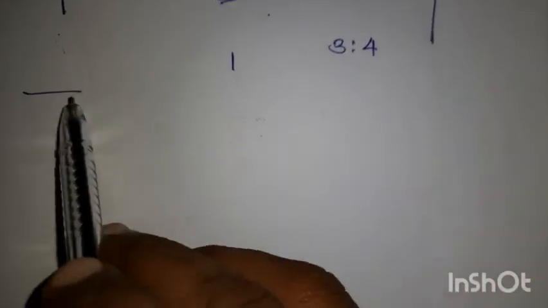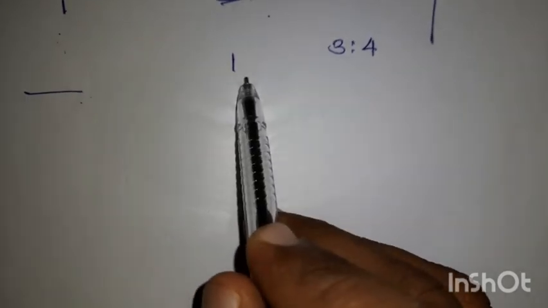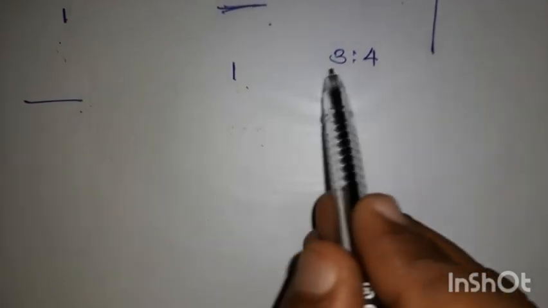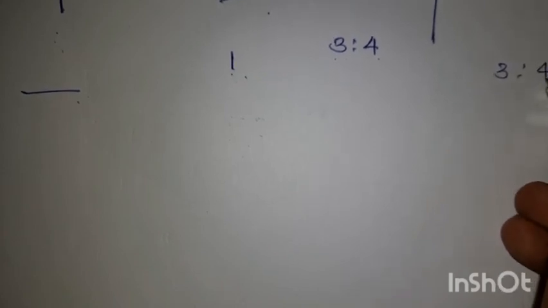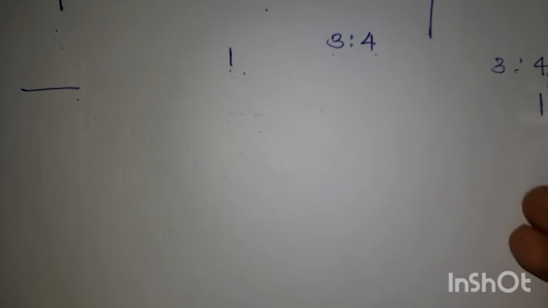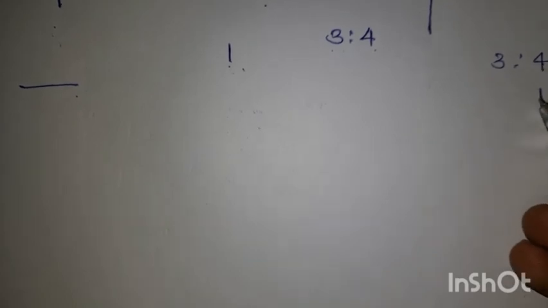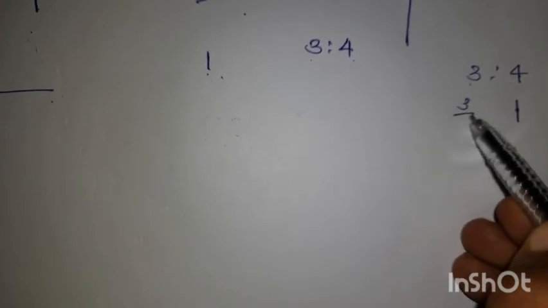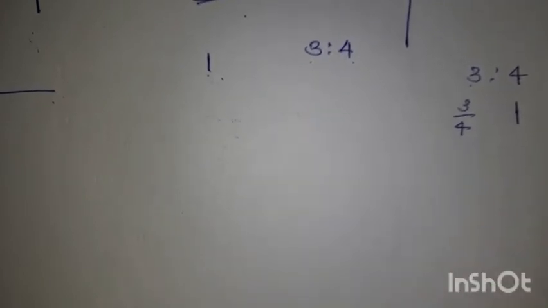So you can see the width is not given, but the length is given, and ratio is also given. Okay. So the ratio is 3 is to 4 and length is 1. So 3 is to 4. Ratio is 1. That means if you divide with the length 4, you got 1 only. So the same 4 you have to divide it here also. 3 by 4. Okay.